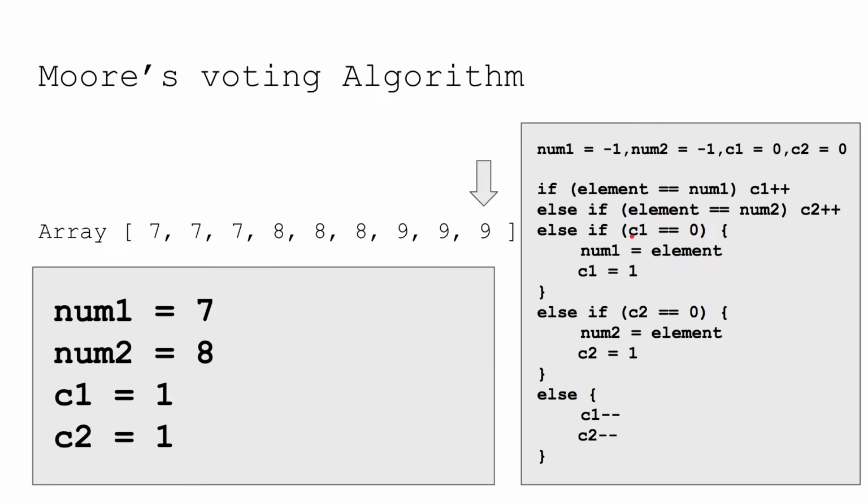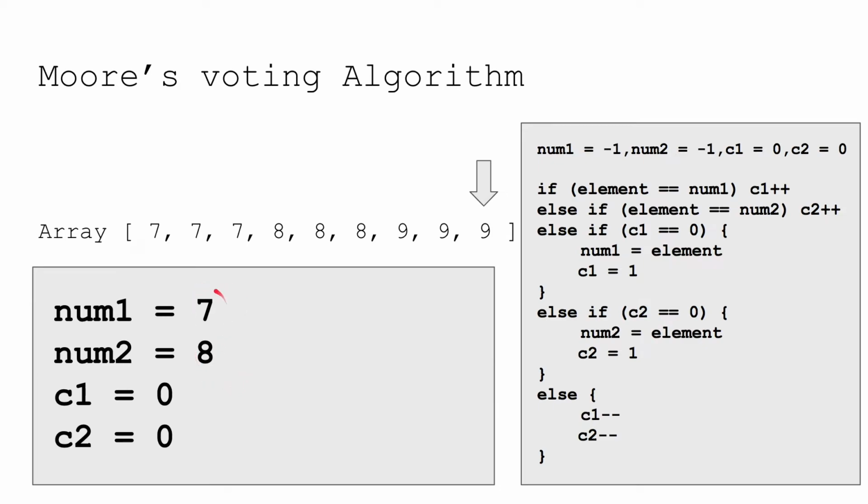Then we'll see if c1 and c2 are 0. Both are not 0, so we will end up here in the else part. After this iteration, our counter 1 and counter 2 will reduce to 0. Now at this position the counter value is 0, num1 is 7 and num2 is 8. Now let's see at this state if these two elements are majority elements.